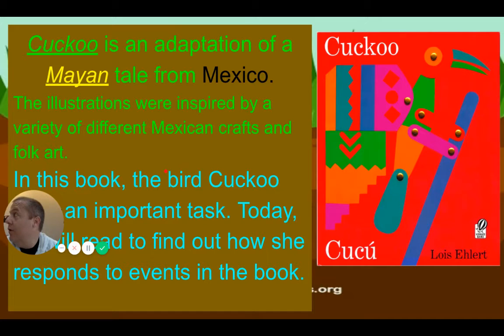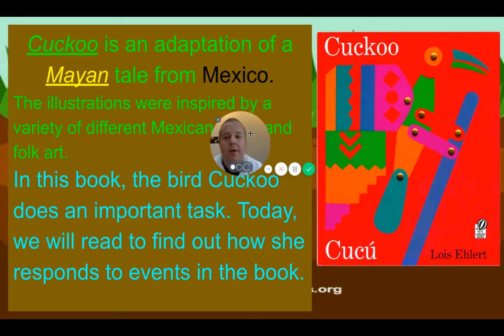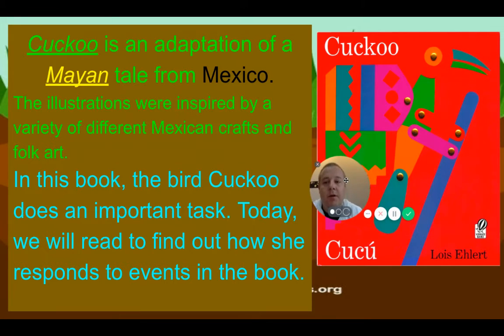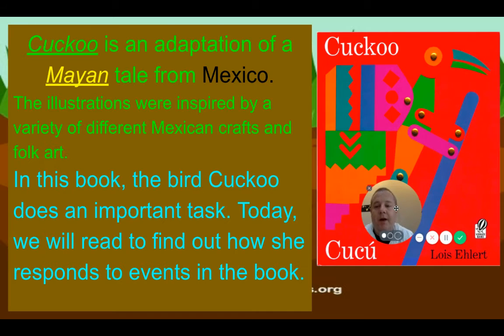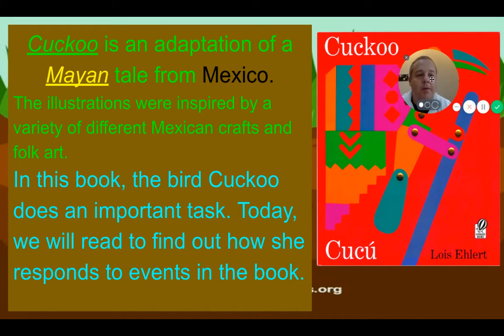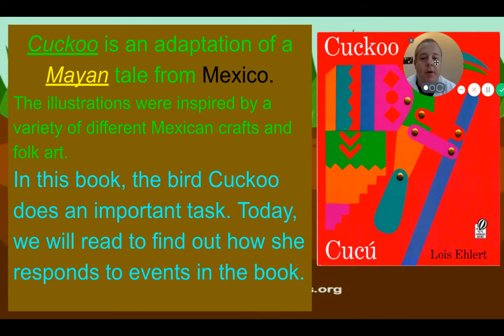We're going to read Cuckoo today. Cuckoo is an adaptation of a Mayan tale from Mexico. The illustrations were inspired by a variety of different Mexican crafts and folk art, art made by people, right? In this book, the bird Cuckoo does an important task. Today, we will read to find out how she responds to events in the book.